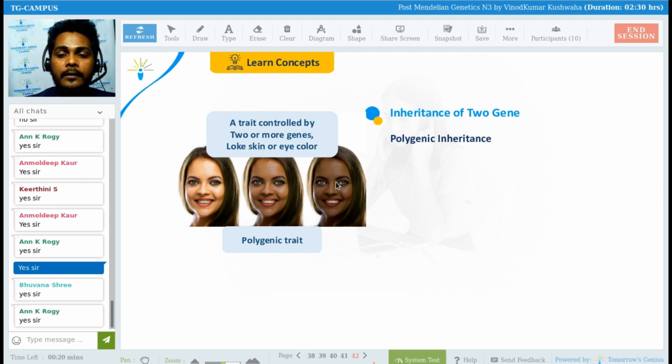Now the next one is polygenic inheritance. Now what is polygenic inheritance? See, again its name indicates polygenic. So you can see a trait controlled by two or more genes. That means one single character is controlled by two or more genes, then it is called polygenic inheritance. So can we say it is opposite to pleiotropy? Because in pleiotropy one gene controls many characters, but in polygenic inheritance two or more genes control a single trait. That is called polygenic inheritance.